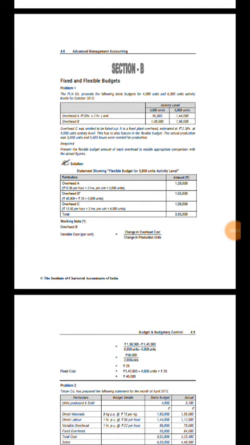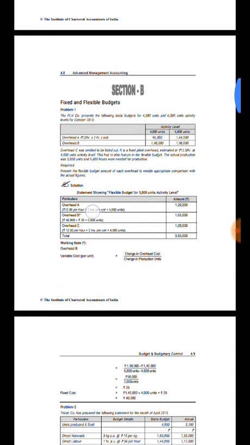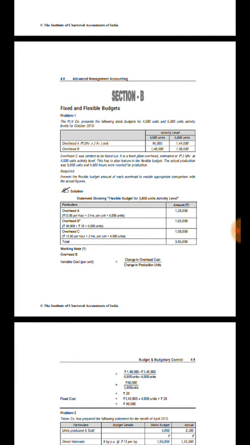Then overhead A can be calculated very easily because it is given clearly: 12 rupees per hour and 2 hours. We have to find out at 5,000 level. So 5,000 units into 12 rupees per hour into 2 hours per unit. So see, they have done 12 rupees into 2 hours into 5,000 units, will get 1,20,000.